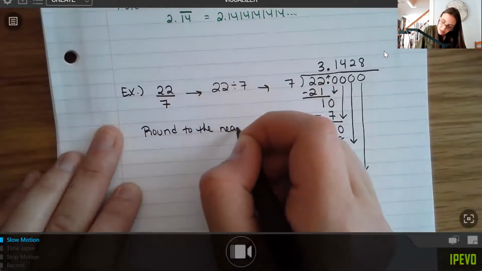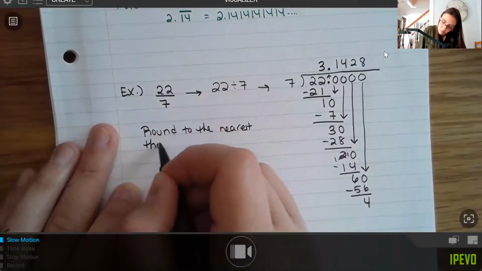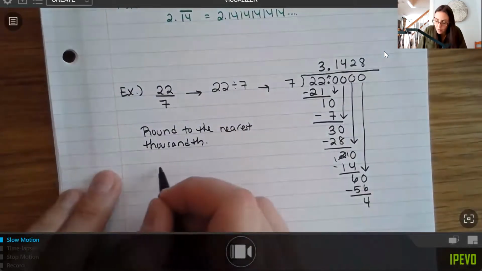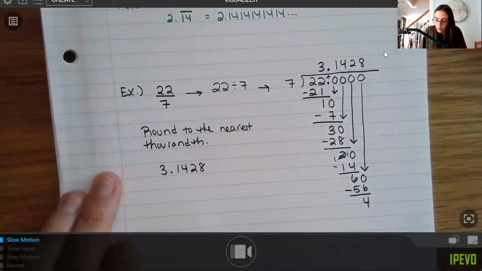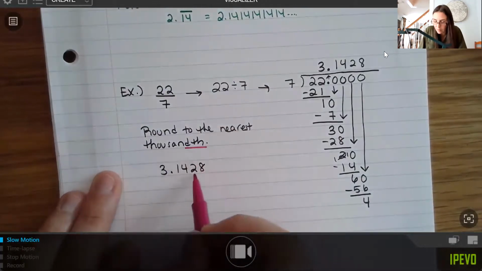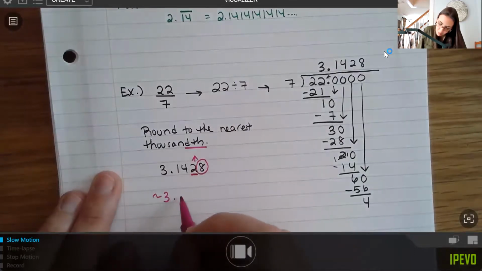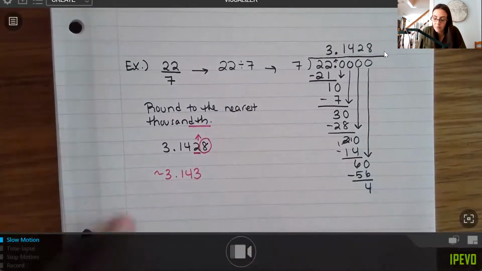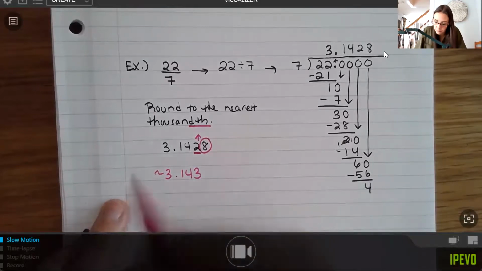Let's round this to the nearest, how about thousandth? So I'm going to stop here and I'm going to round instead. So if I'm rounding to the nearest thousandth, that would be this spot right here, 3 spots in. The 8 is big, so it's going to tell me to bump that 2 up. So I get about 3.143. This little squiggly here means about. It's not exact, it's an approximation.